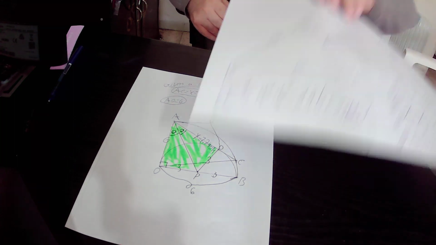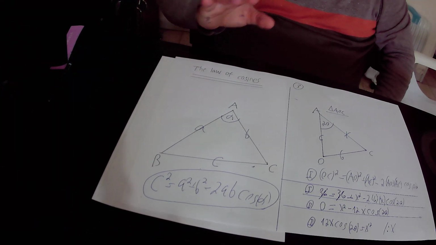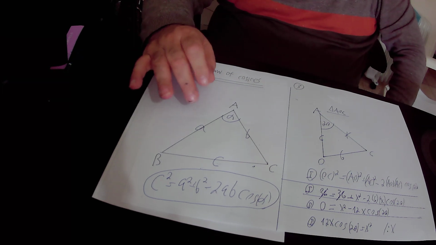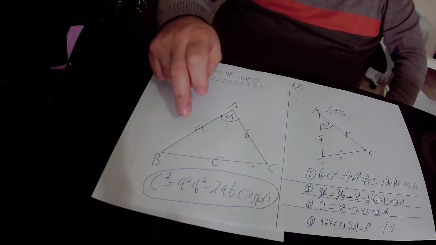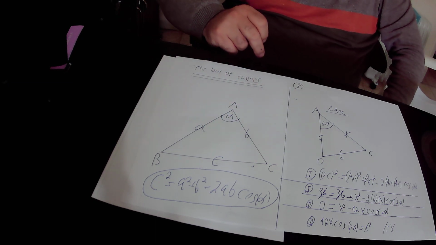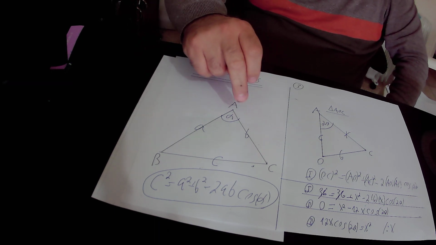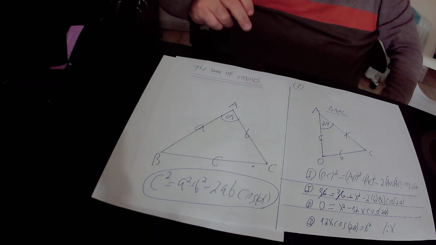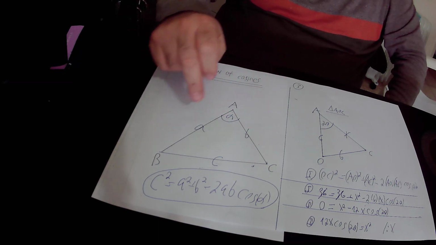The law of cosines is true in any triangle. So if we have this triangle ABC, that could be any triangle, side AB equals A units, side AC equals B units, and side BC equals C units. And we also know that the angle between side AB and side AC equals alpha.